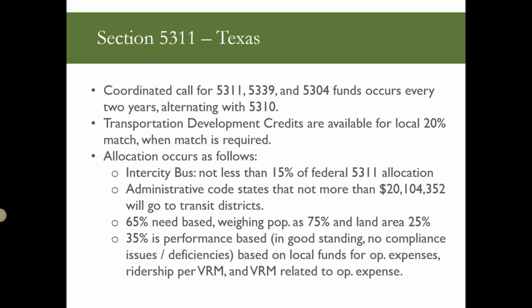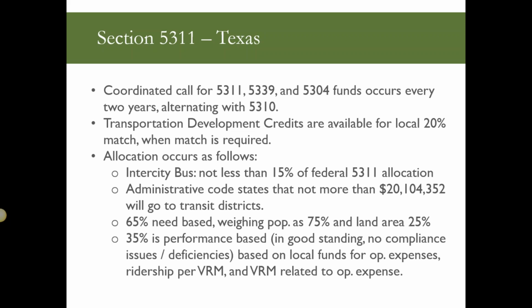Our allocation has a formula that's laid out in our administrative code that was actually just revised this year to change things up a bit. First, we pull out the intercity bus. There's a split between land area and population, weighted population. We also look at performance. One issue that Texas faces, and I feel like I say this every time I'm talking about Texas, is that it's really big. So we do have to consider land area.